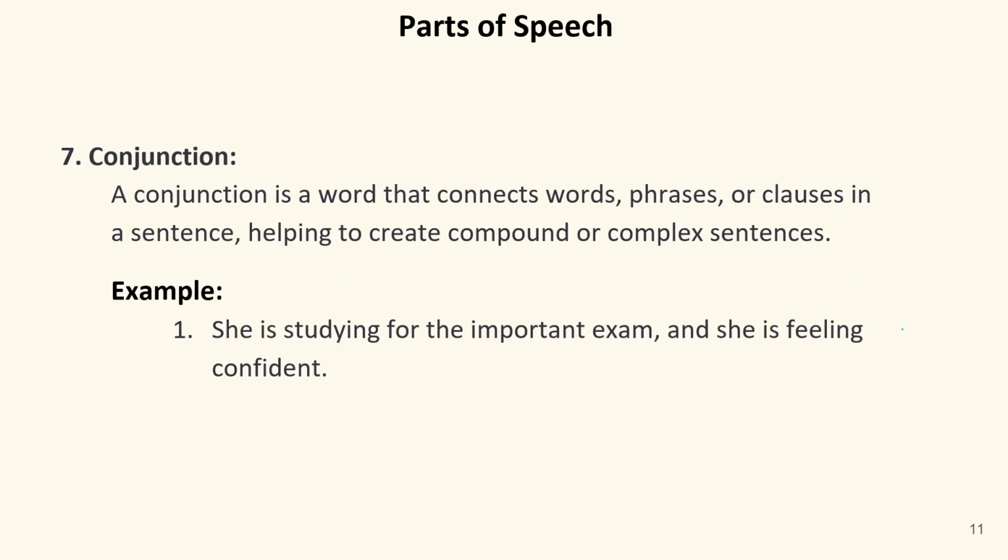A conjunction is a word that connects words, phrases, or clauses in a sentence, helping to create compound or complex sentences. We have already discussed compound and complex sentences in the last chapter. So, any word which coordinates or connects these types of sentences, clauses, or words is known as a conjunction. For example, and, but, yet, though, although, all these are conjunctions.